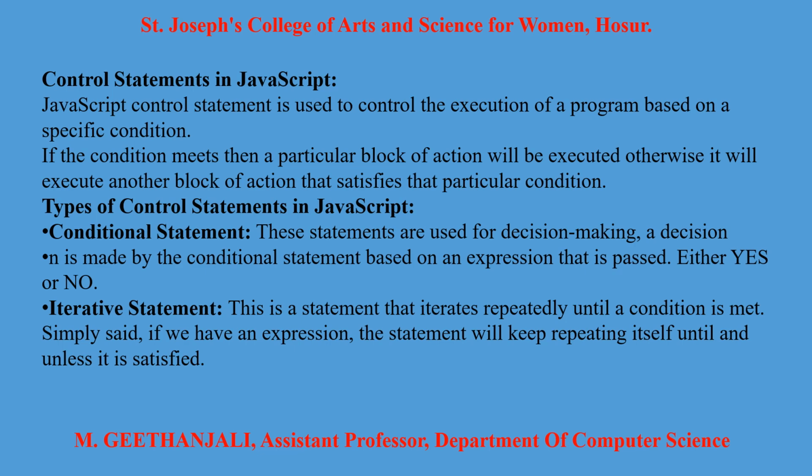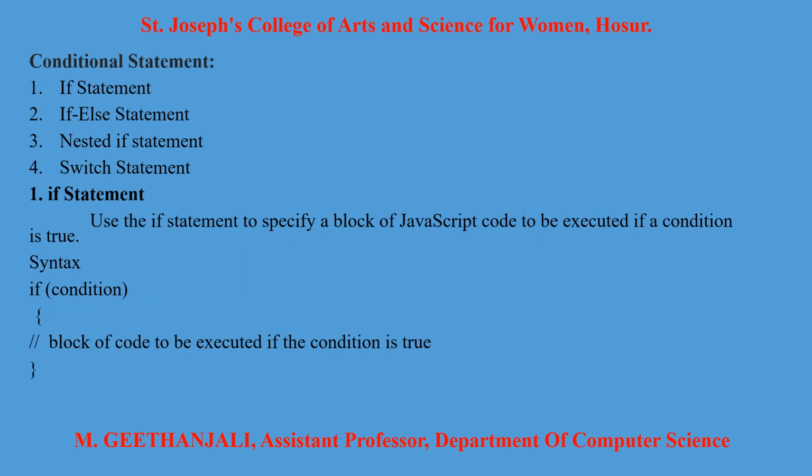There are two types of control statements in JavaScript. One is the conditional statement and the other is the iterative statement. Conditional statements are used for decision making, either yes or no, true or false. In an iterative statement, the statements iterate repeatedly until the condition is met. Simply, the expression repeats again and again until it satisfies the condition. The first one is the conditional statement. There are different categories of conditional statements: if statement, if else, nested if, and switch statement.